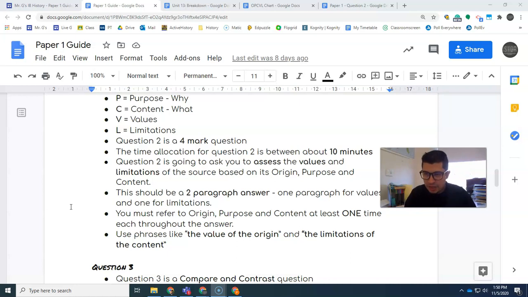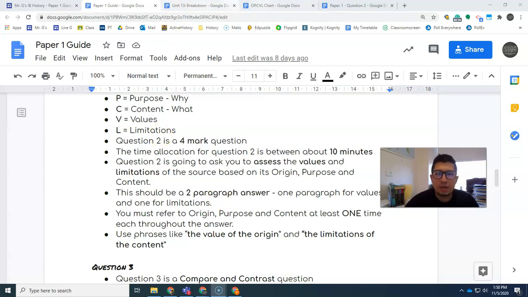But you have to mention the origin once, the purpose once, and the content once. All right? In your writing, you're going to use phrases like the value of the origin is, the limitation of the content is, the value of the purpose is, the limitation of the purpose is. That is how you will start each one of the sentences in your writing. You 100% have to do it just like I outlined it right there.